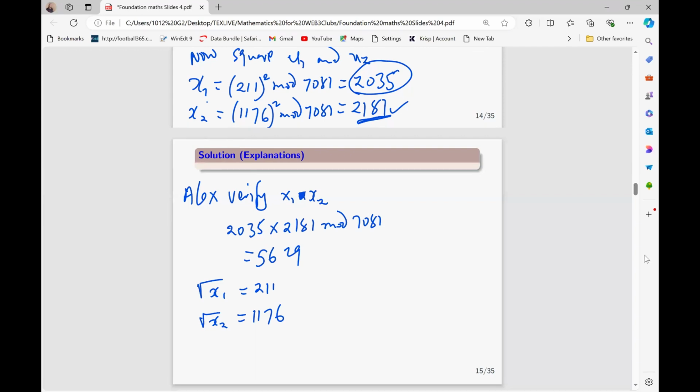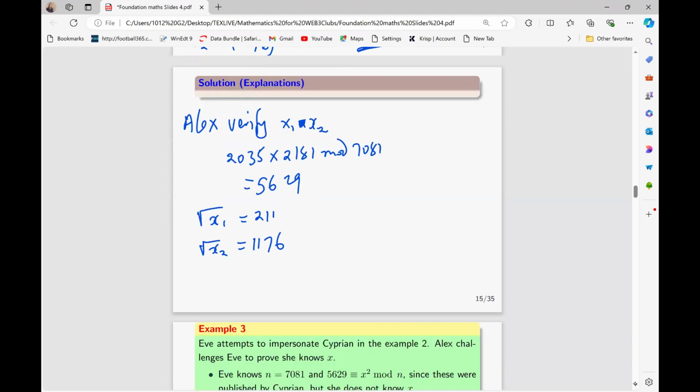He will again verify whether what you've sent is correct. He will now take 211 and square it, mod 7081. He wants to see whether it gives him x1. And when he does that, it gives him 2035.